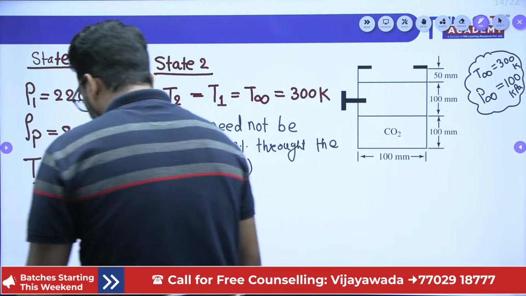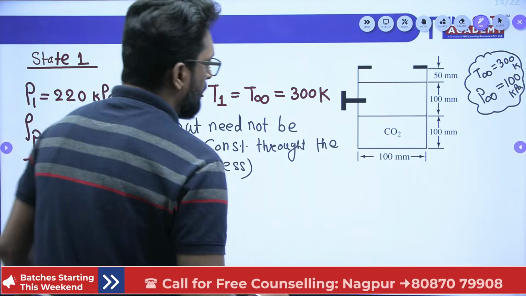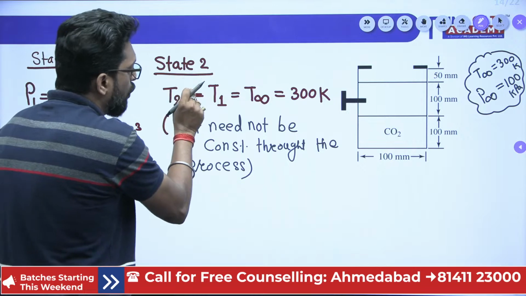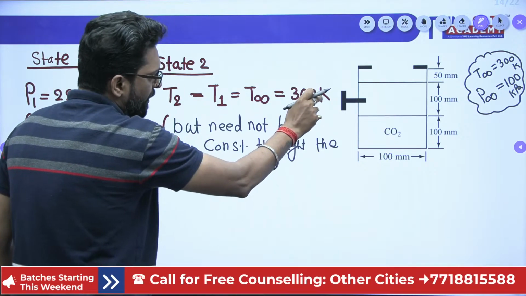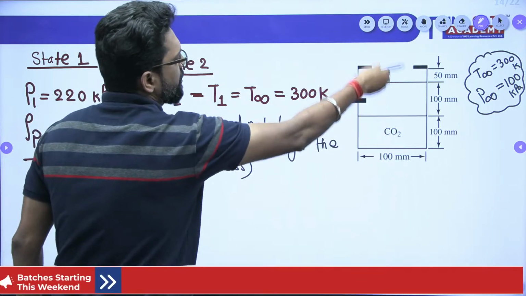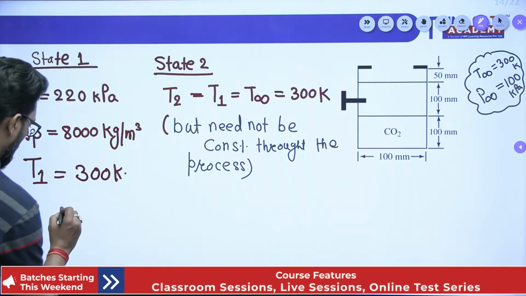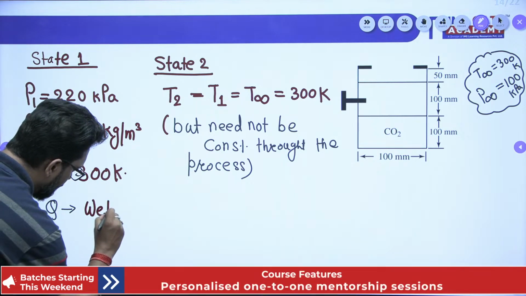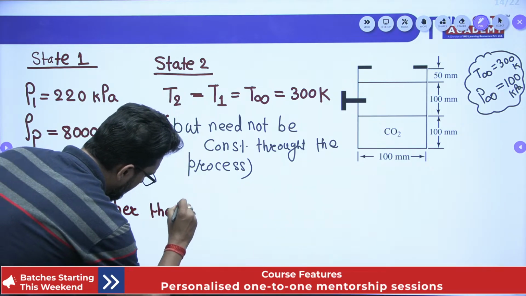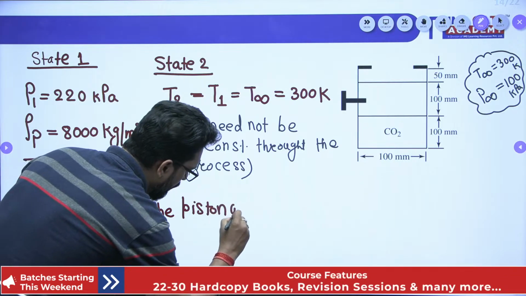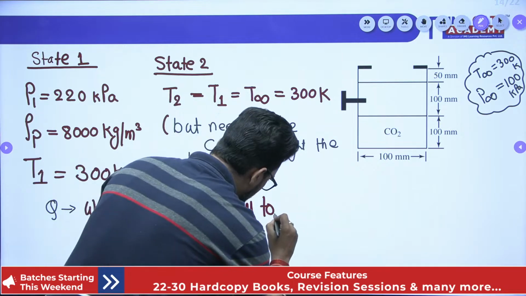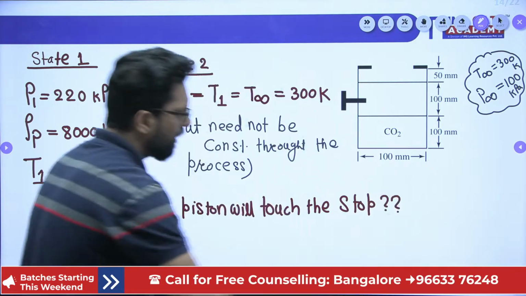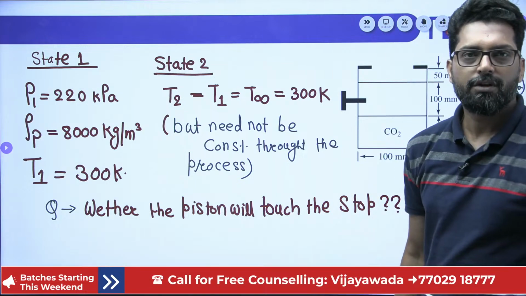Now, beta, we have to calculate something. We have to check, when the system is at state 2, that means when it has returned to its temperature of 300 Kelvin after expanding, whether the piston will touch or not. What is our question? The question is whether the piston will touch the stop or not.